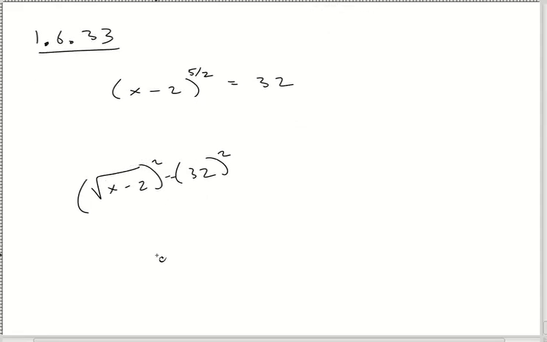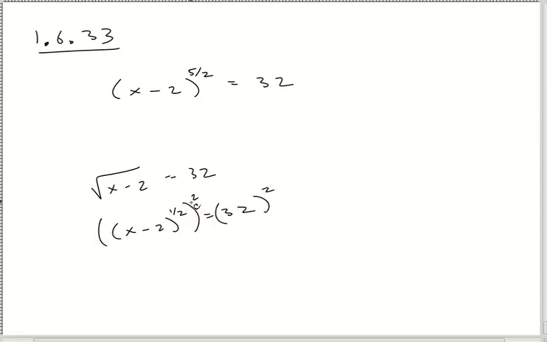Well, let me rewrite what this would look like using exponents. The square root is technically a 1/2 power. And the reason we're doing a 2 power is because 2 times a half, right here, makes a 1.